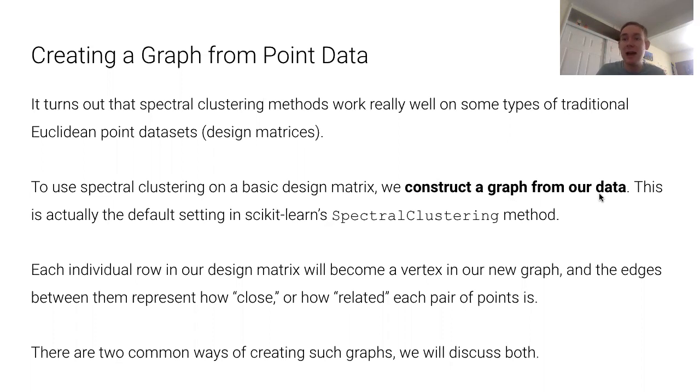If you want to actually do this spectral clustering in sklearn, for example, sklearn assumes that this is what you want to do. It doesn't assume that you're starting with a graph. It assumes that you're starting with a normal rectangular tabular data set. So now each row in our design matrix, each individual, is going to become a vertex in our new graph. And the edges between these vertices are going to represent how related or how close together that specific pair of points is. We'll see a couple of examples of how to do that in this video.